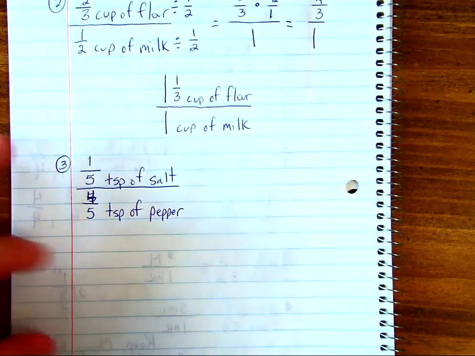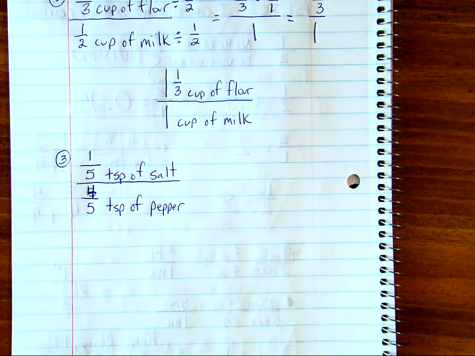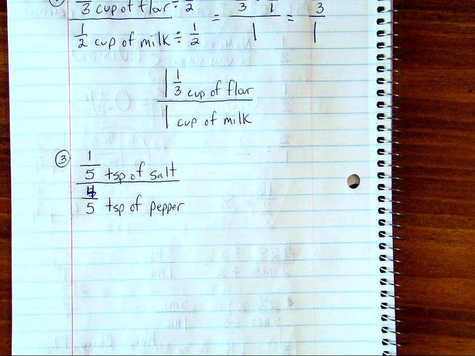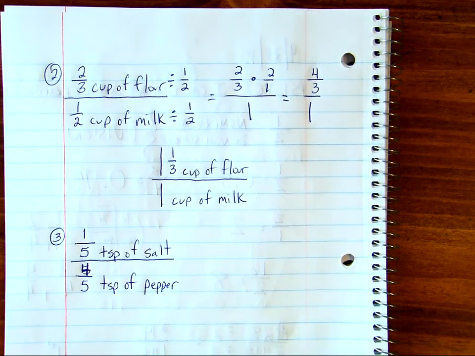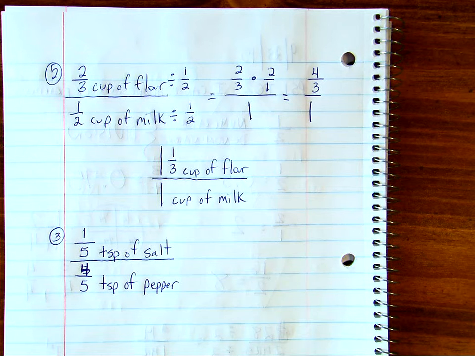So we have 1/5 teaspoons of salt and 4/5 teaspoons of pepper. If I accidentally put in 1 teaspoon of pepper, how many teaspoons of salt do I need to put in? Keep, change, flip. Try it right now.